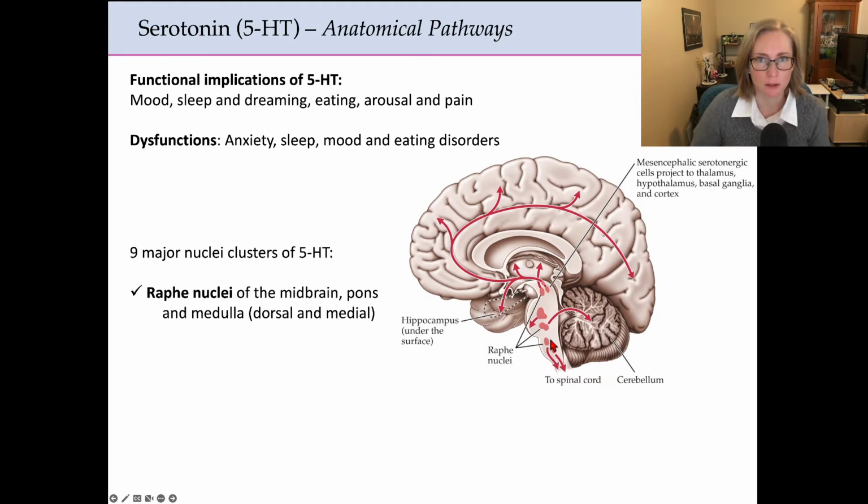So inside of here, you have what are called the raphe nuclei. And these are basically 9 major nuclei clusters of 5-HT. 5-HT is a term that we use very frequently for serotonin, 5-hydroxytryptamine. So anytime you see 5-HT, that just means serotonin. These produce serotonin and then send it to wherever is necessary, whether it's down the spinal cord, the cerebellum, the cortex. But anatomical pathway, where does it start? The raphe nuclei.